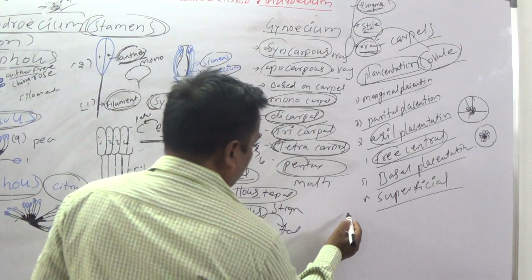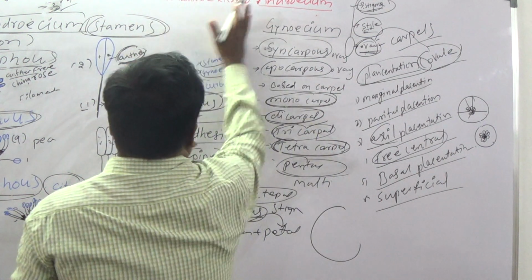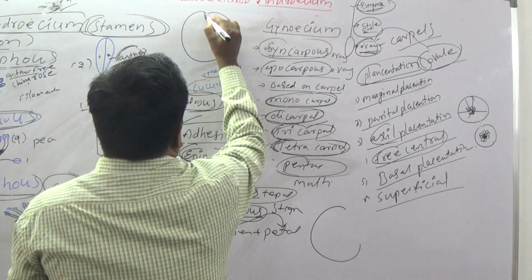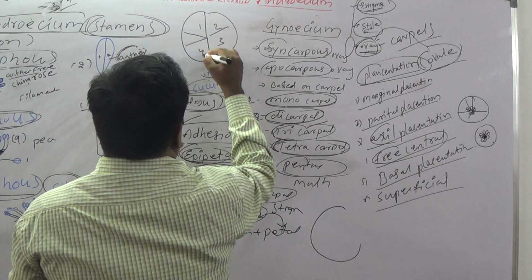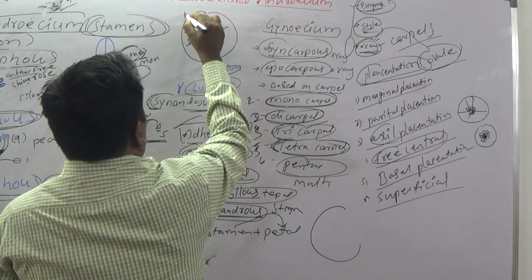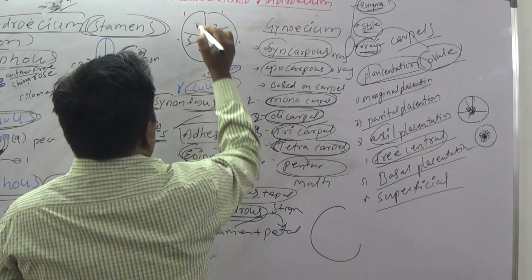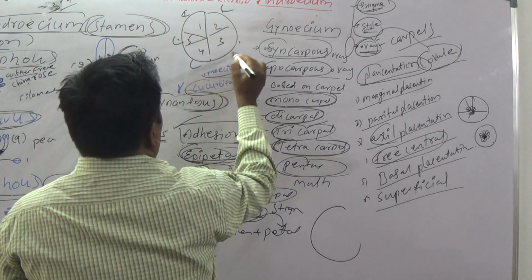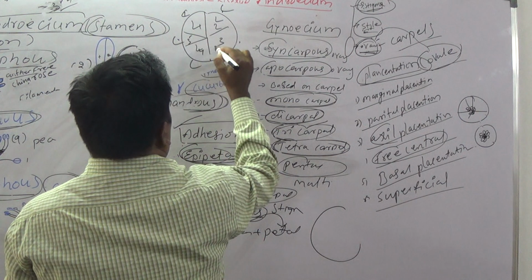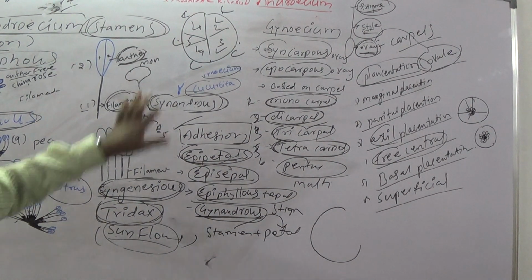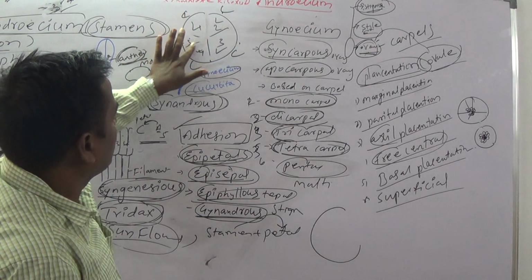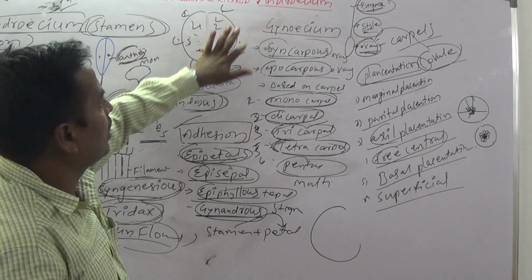So now this is confusing. 1, 2, 3, 4, 5. So this is carpel 1, 2, 3, 4, 5. Carpel, carpel, carpel, carpel, carpel, locule, locule, locule, locule. Carpel number is equal to locule number. When the septa disappear, the locule number is not equal to carpel number.